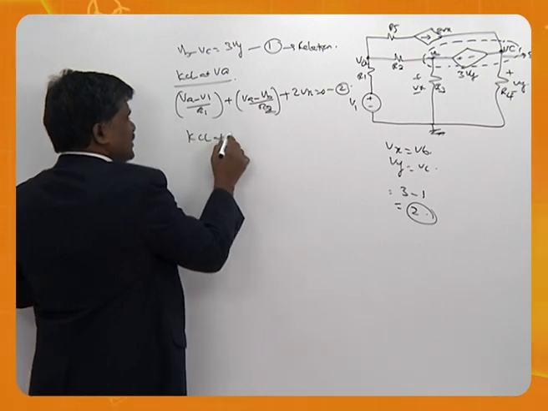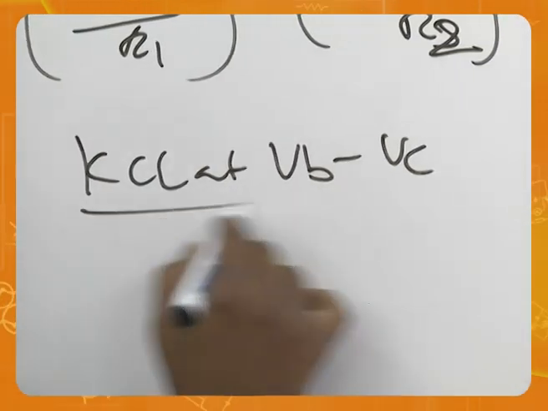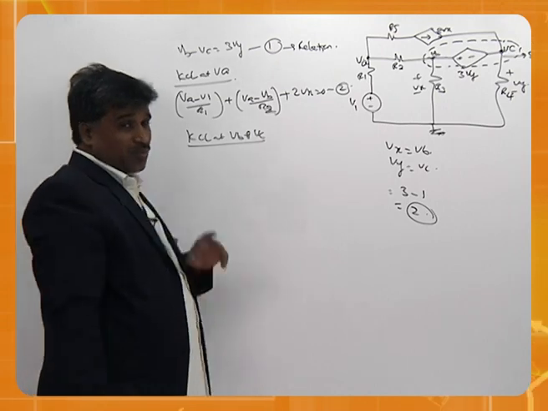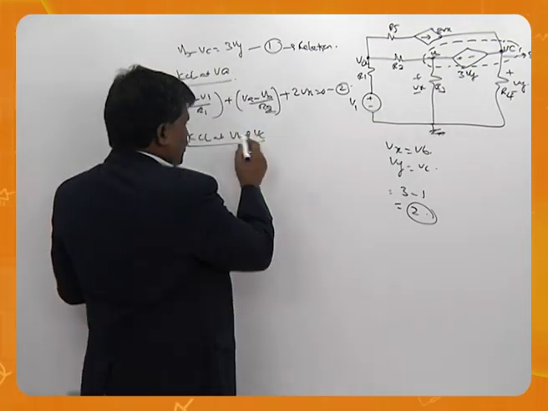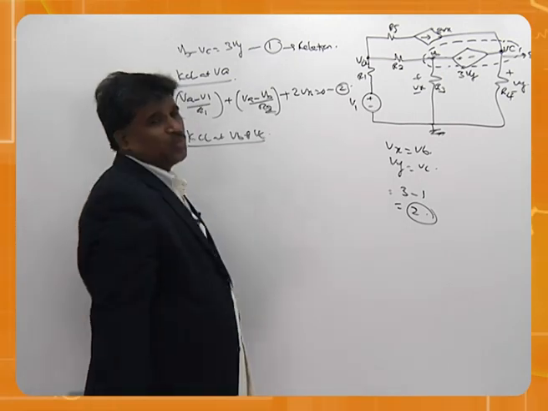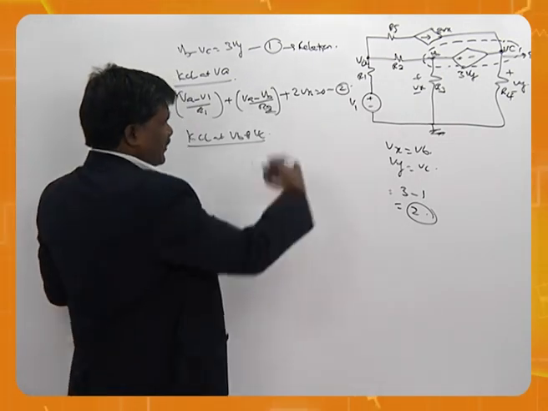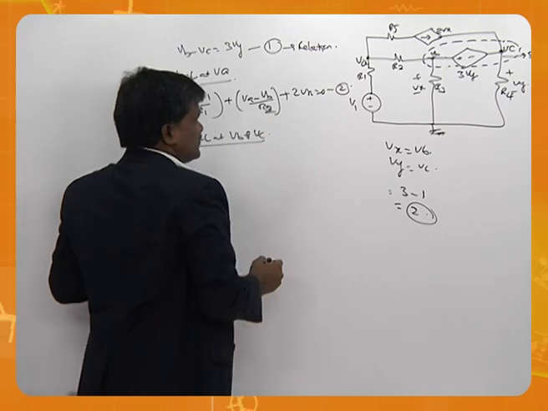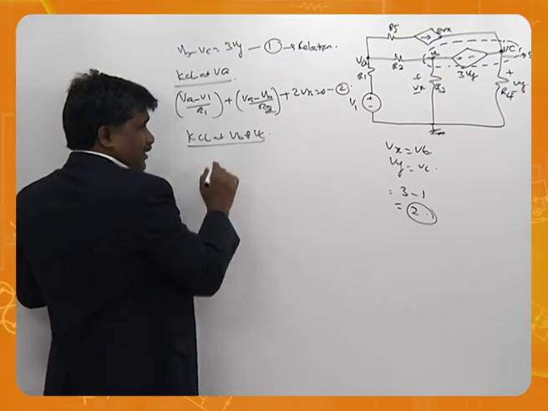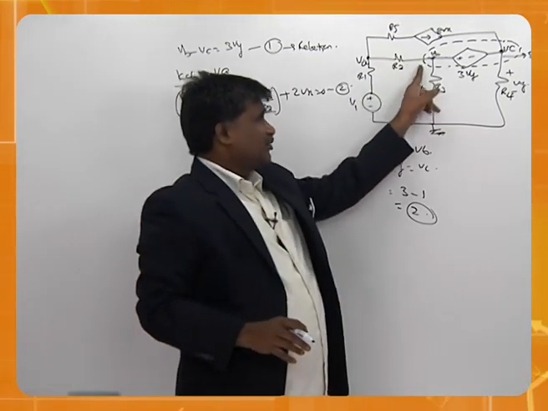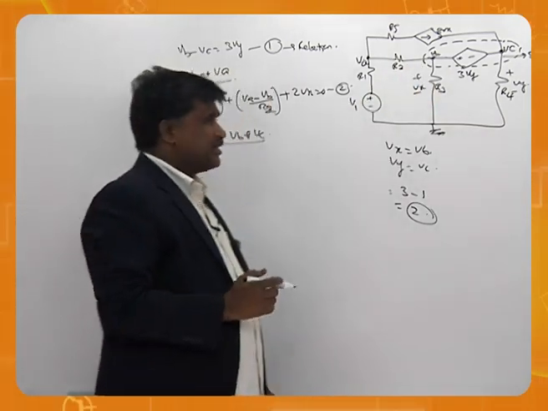Then KCL at VB and VC. It's not one node, it is 2 nodes. That's why when you go for more than one, it is called a super node. And when you say that, write, this is very serious and very important, write whatever is linked to VB, whatever is linked to VC.